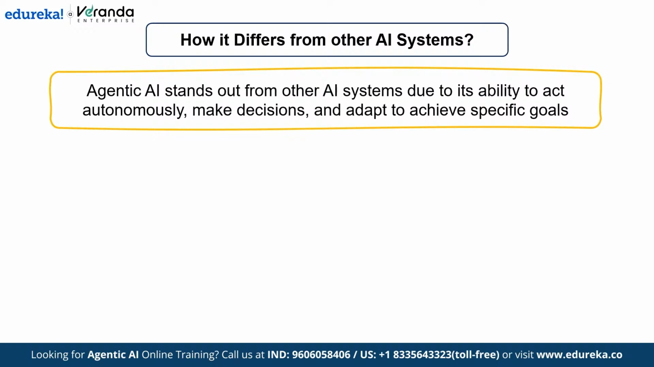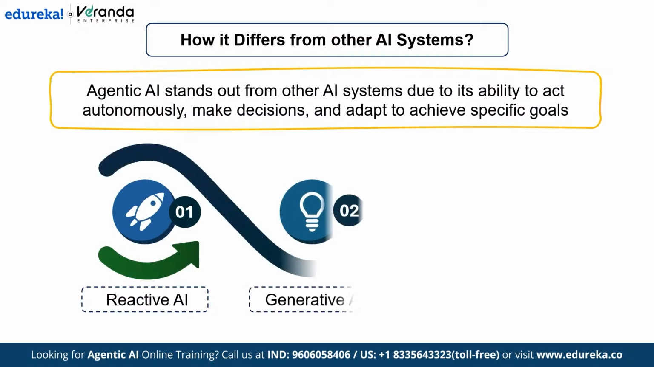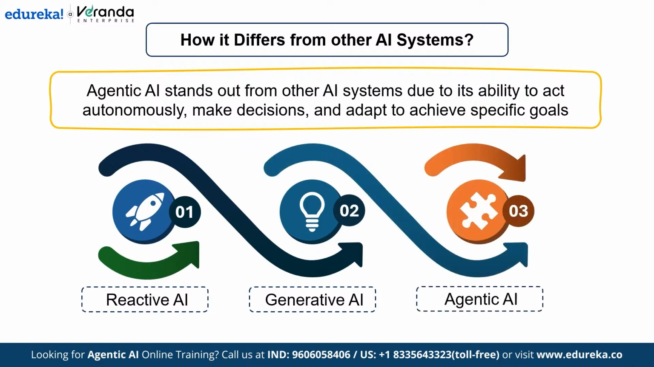Agentic AI differs significantly from other AI systems in its autonomy, decision-making, and adaptability to achieve long-term goals. Unlike reactive AI, which performs predefined tasks only when prompted, such as spam filters or image classifiers, agentic AI takes the initiative and operates independently. It also contrasts with generative AI, which focuses on creating content, like ChatGPT generating text, but is not goal-driven. By combining autonomous behavior, strategic decision-making, and the ability to adapt dynamically, agentic AI stands out as a powerful system designed to achieve specific objectives in evolving environments.